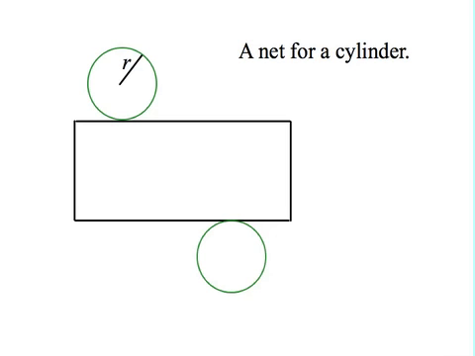And then, in order to get the volume and the surface area of a cylinder, we need to know two lengths: the length of the radius of one of the circular bases and the height of the cylinder. Both are marked in this diagram.